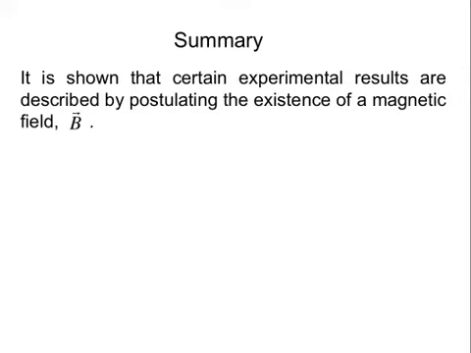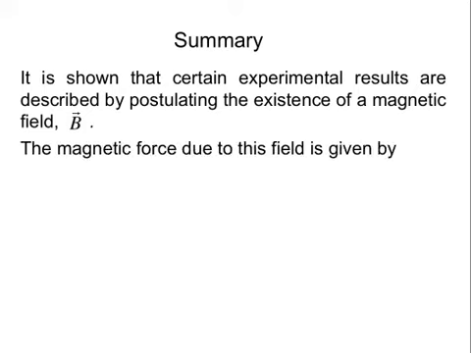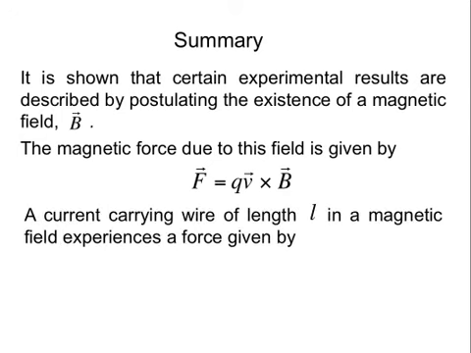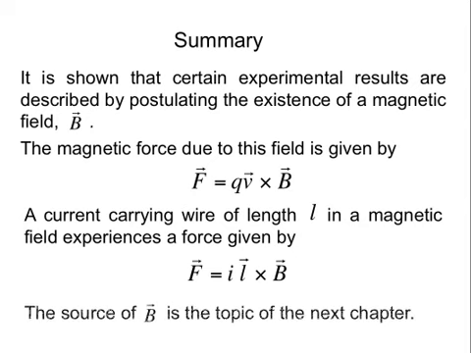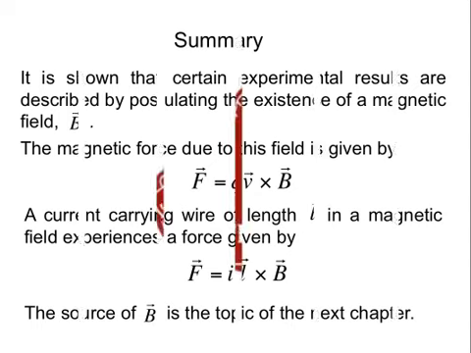Summary. It is shown that certain experimental results are described by postulating the existence of a magnetic field B. The magnetic force due to this field is given by F equals Q V cross B. A current-carrying wire of length L in a magnetic field experiences a force given by F equals I L cross B. The source of B is the topic of the next chapter.